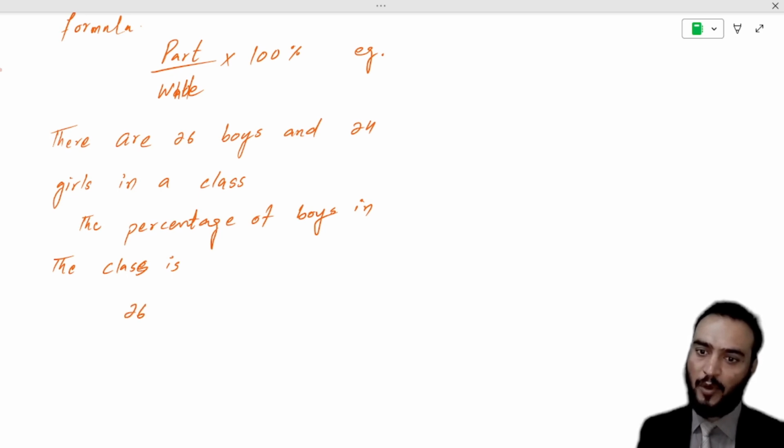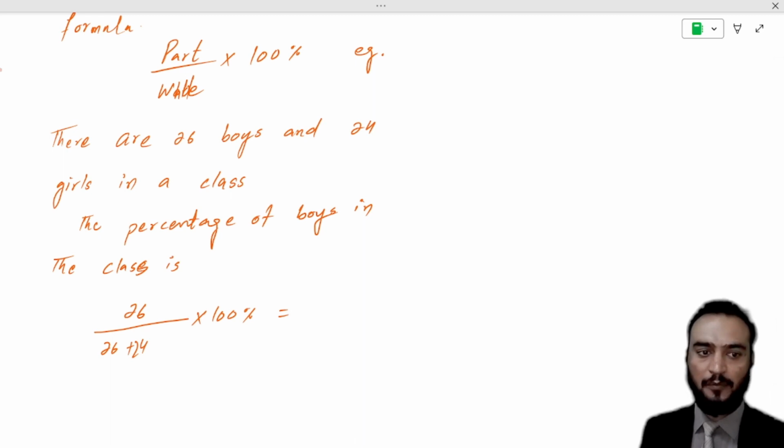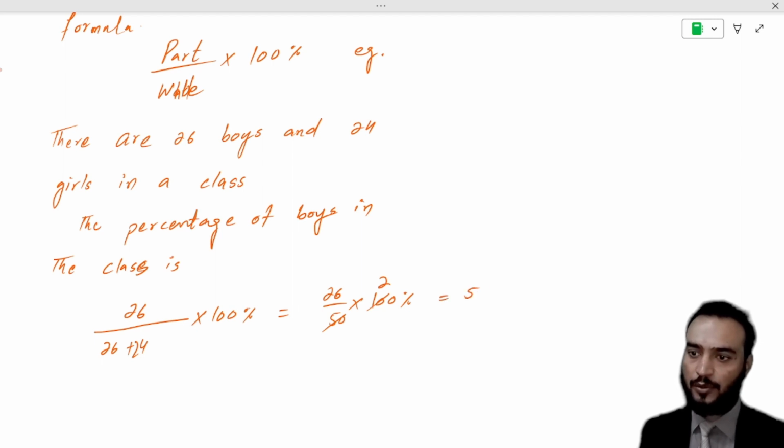26, the number of boys, divided by the total strength of the class, which is 26 plus 24, multiplied by 100%. So we calculate the percentage of boys in the class, that is 26 divided by 50 times 100%. 50 twos are 100, so 26 twos are 52% boys. Hence, we have calculated the percentage of boys, which is 52 out of 100.